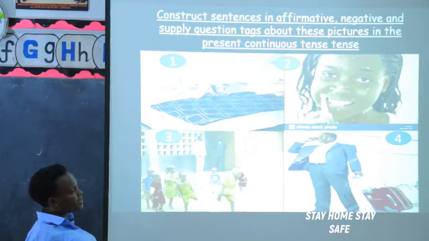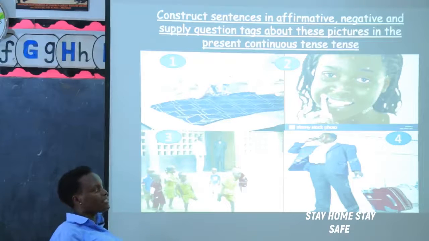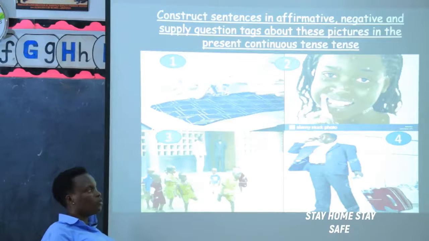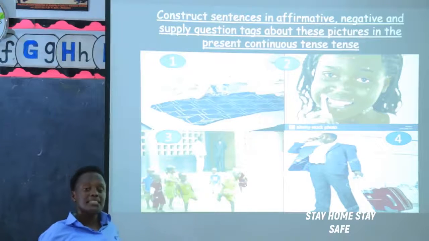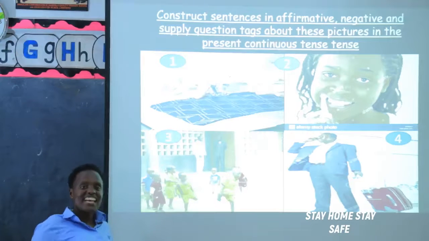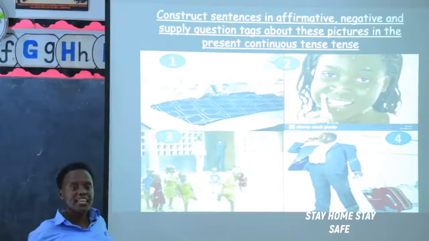Then we have picture 4. What is the man doing? The man is doing 2 actions. So we are going to form 2 sentences from his actions. What do you think he's holding here? He's holding a phone. What is he doing? Affirmative, we are going to say the man is talking on the phone.